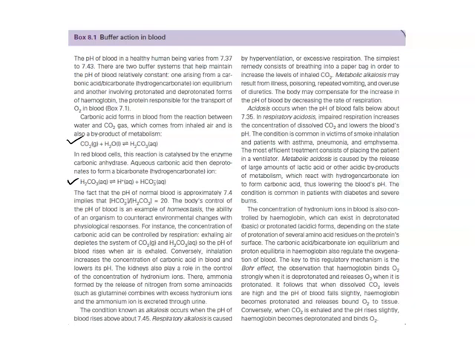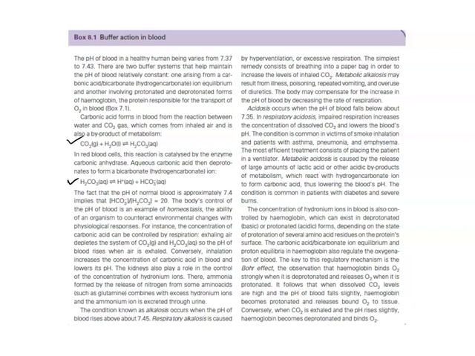The body's control of pH of blood is an example of homeostasis, the ability of an organism to counteract environmental changes with physiological responses. For instance, the concentration of carbonic acid can be controlled by respiration. Exhaling air depletes the system of CO2 and therefore H2CO3, so that pH of the blood rises when air is exhaled. Conversely, inhalation increases the concentration of carbonic acid in blood and lowers its pH.